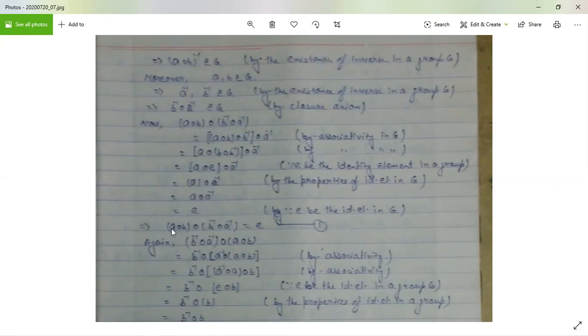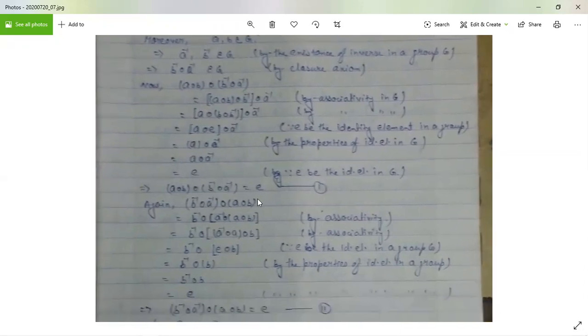Therefore, we can take here (a ∘ b) ∘ (b⁻¹ ∘ a⁻¹) equals e. Again, taking this in reverse order, that means (b⁻¹ ∘ a⁻¹) ∘ (a ∘ b). Again, we use the associativity property and taking a⁻¹ inside the a ∘ b, we can take this a also inside this one. We got the same result. That means the final output will be the same.